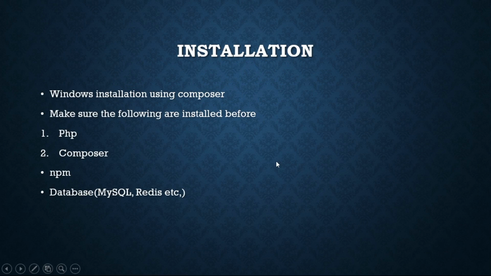In Windows, installation using Composer. Make sure the following are installed before: PHP. You have to install PHP. You have to install Composer before creating a Laravel application using Composer. Additionally, you can install npm in order to manage front-end development. And these front-end packages you can manage using this Node package manager. You may wish to install this one. For instance, if you want to use Tailwind CSS, or Bootstrap, the CSS framework, or you can use pure CSS, you need to install this Node package manager.